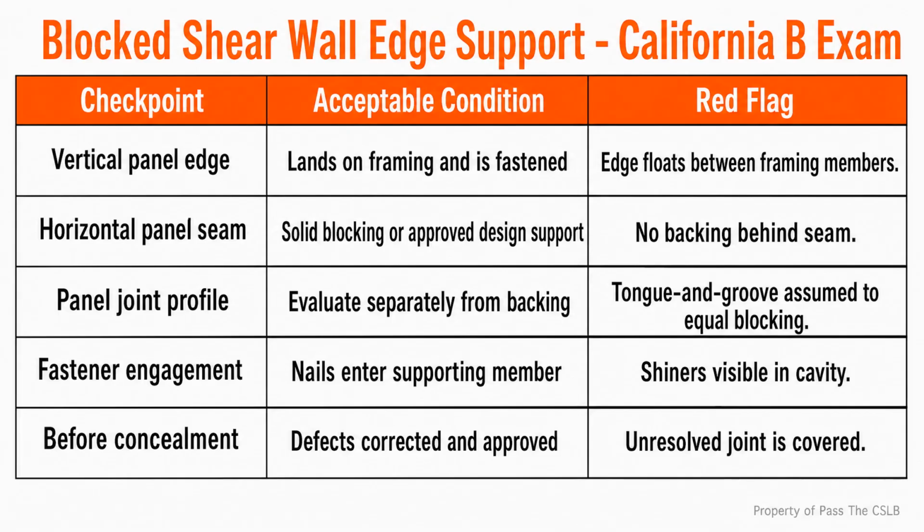Imagine a horizontal joint halfway up a wall. From the exterior, the seam is tight and the nails appear evenly spaced. From inside, there is empty space behind the joint. Those nails may have penetrated the panel, but they did not fasten the adjoining edges to solid backing. The surface appearance hides the structural discontinuity.